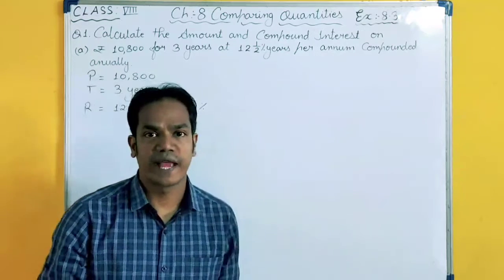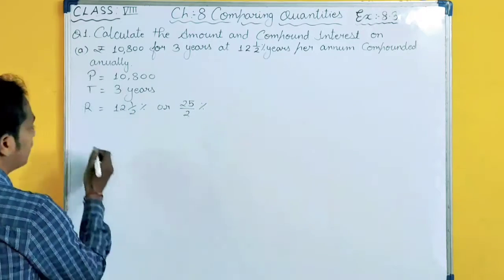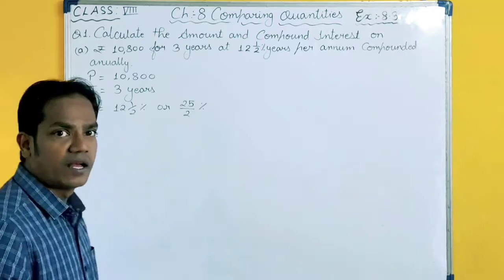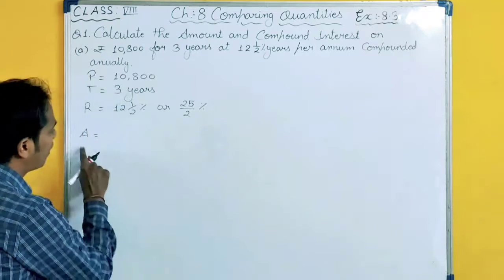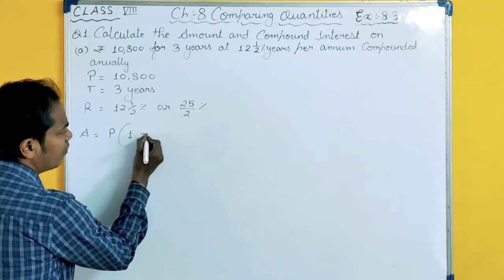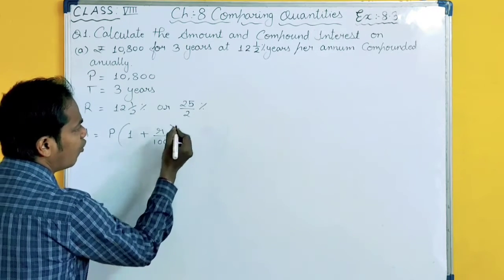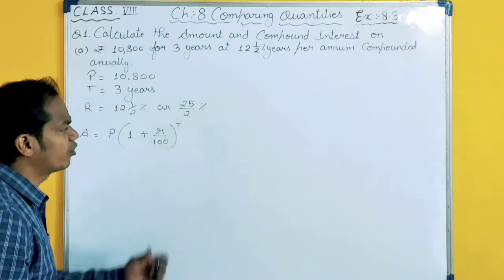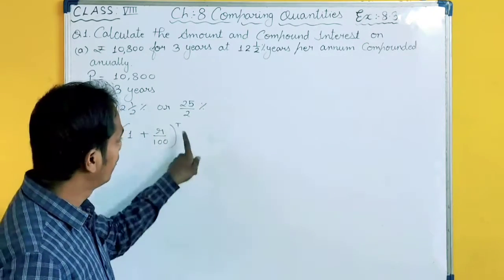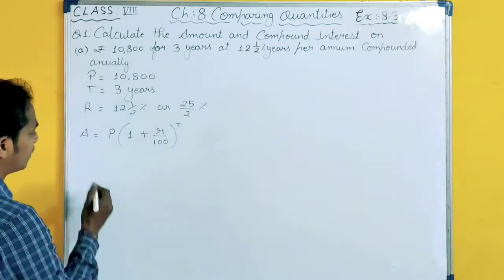Now how will you calculate? You have to remember one formula to calculate compound interest and amount. First we will find the amount. Now what is the formula to find amount? Amount is equal to principal into 1 plus rate percent upon 100, whole power t, or you can write n also. This t is for time, and n stands for number of years. You can use t and n both.